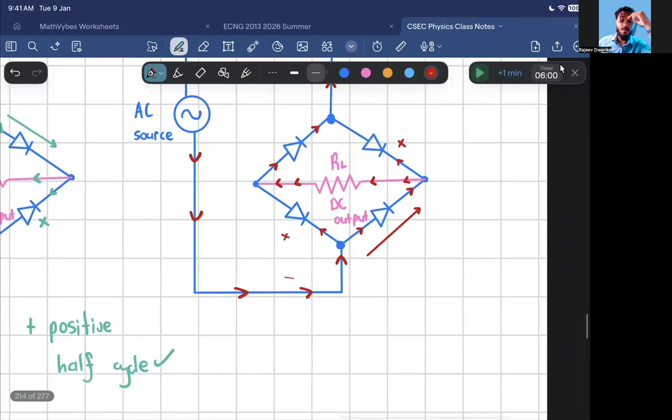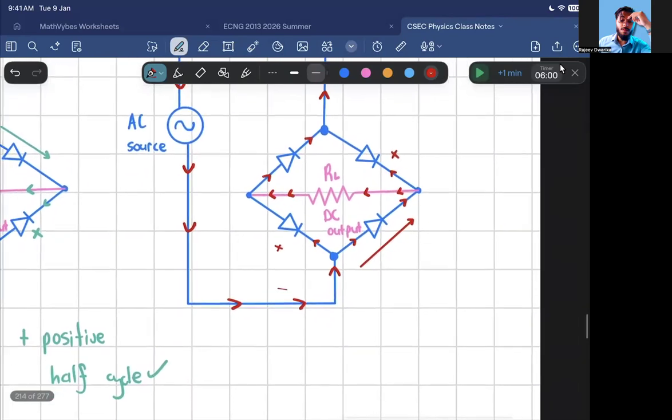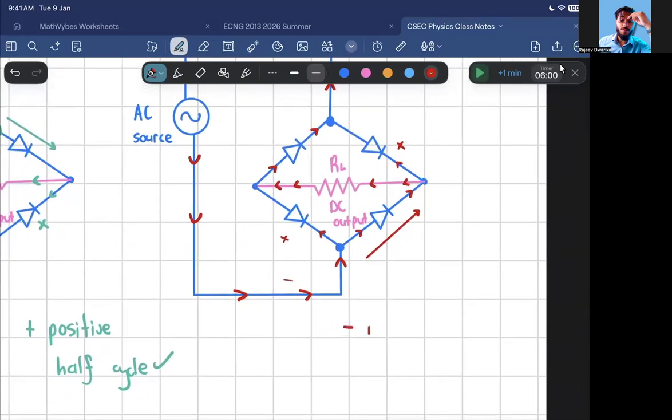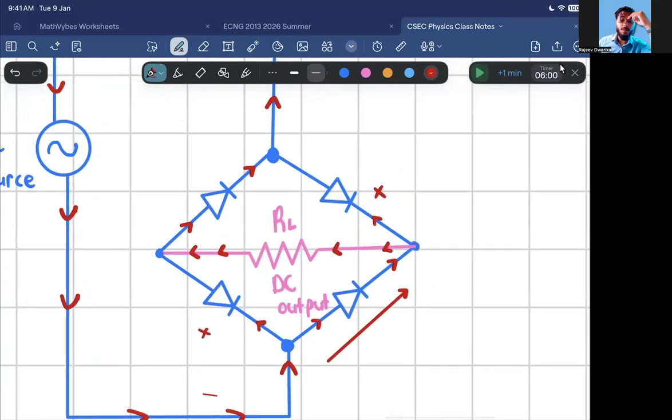That was during the negative half cycle. Did we conduct current during the negative half cycle? Did current pass through the resistor during the negative half cycle? Yes, sir. Right. So as you can see, we are conducting current for what? Half the cycle or both cycles? Both cycles.